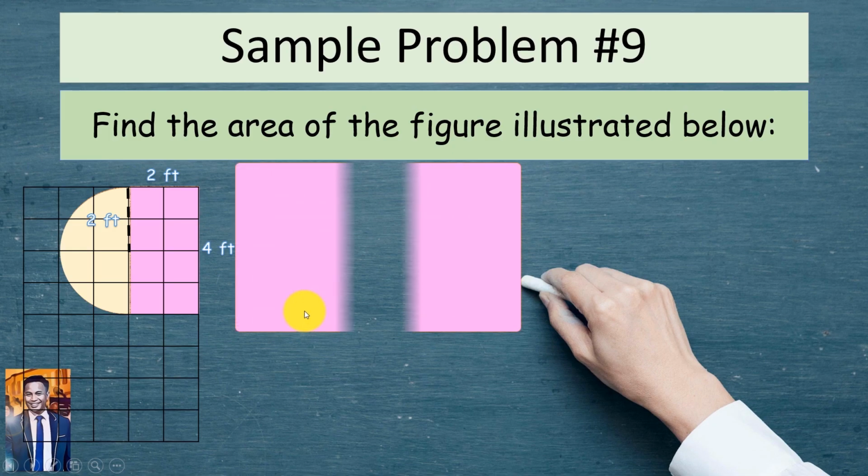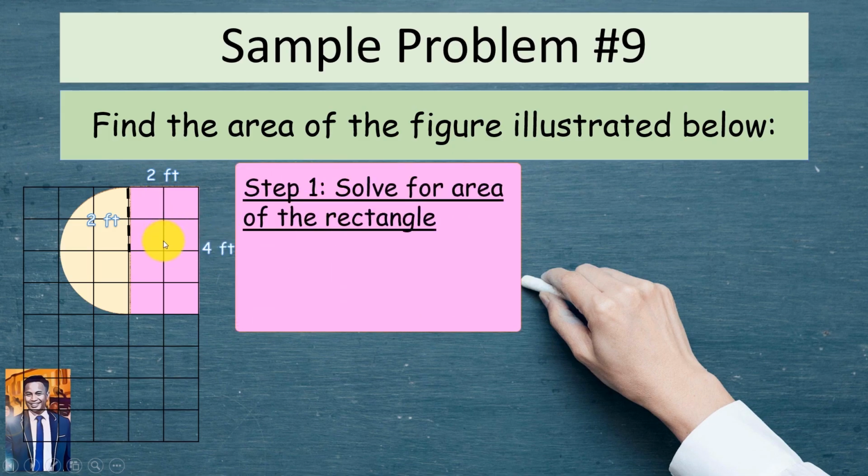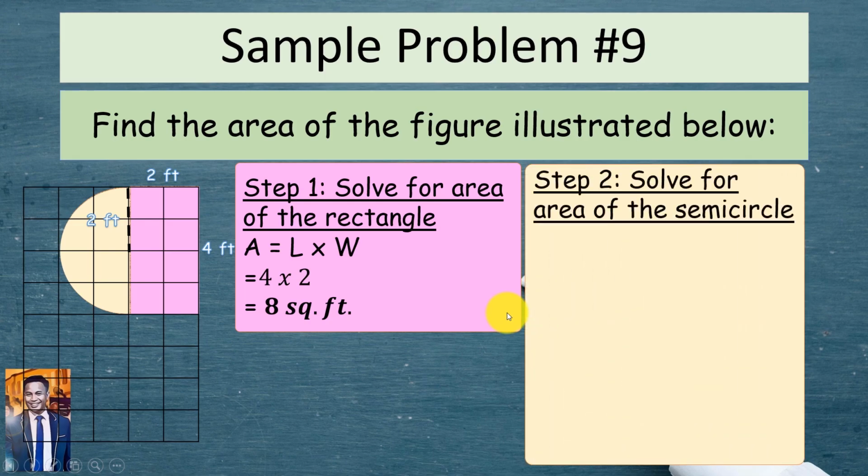So first, let us have this step 1. Okay, the area of the rectangle. Length times width. That is equal to 4 times 2 is equal to 8 square feet. 8 square feet. What about our semicircle? Solve for the area of the semicircle, which is equal to pi r squared over 2. Ito yung ating formula sa semicircle and we are going now to substitute. Pi is 3.14 times r, which is equal to 2, squared.